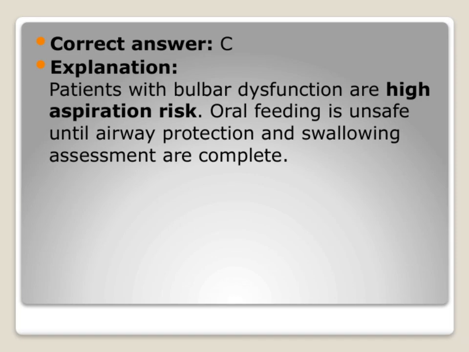Patients with bulbar dysfunction are at a high risk of aspiration. This means that their ability to protect their airway is compromised, making them more susceptible to food or liquids entering the lungs. Because of this, oral feeding is unsafe until a thorough airway protection and swallowing assessment has been completed. It's crucial to prioritize safety in these cases, ensuring that swallowing function is properly evaluated before resuming oral intake. This step helps prevent potential complications like aspiration pneumonia and aligns with our overall goal of providing safe and effective patient care.